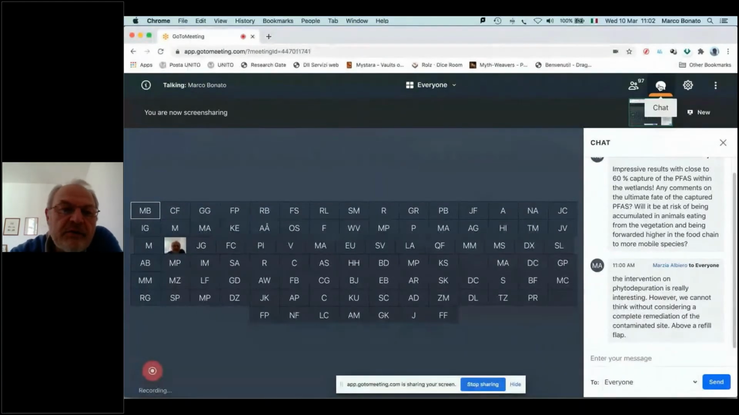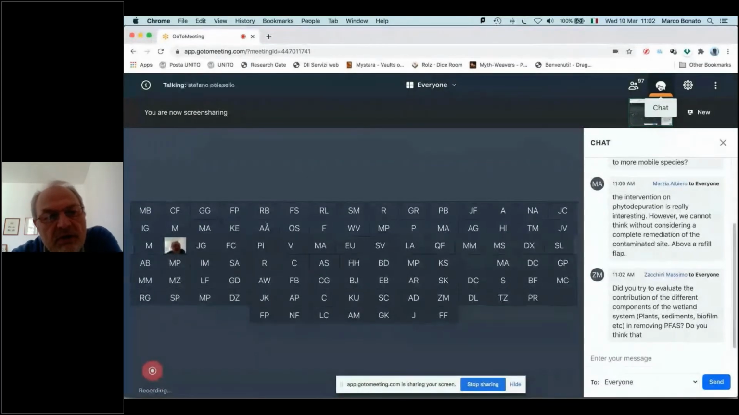But in your artificial wetland, you plant these Phragmites, or are they spontaneous? No. We have planted the Phragmites ourselves in order to recreate what is the normal environment that is possible to find in the natural wetland system.